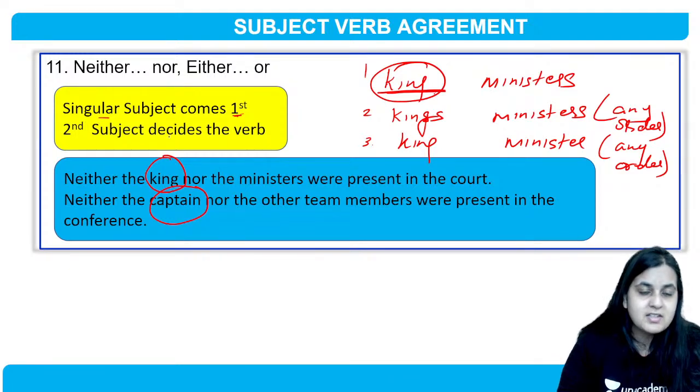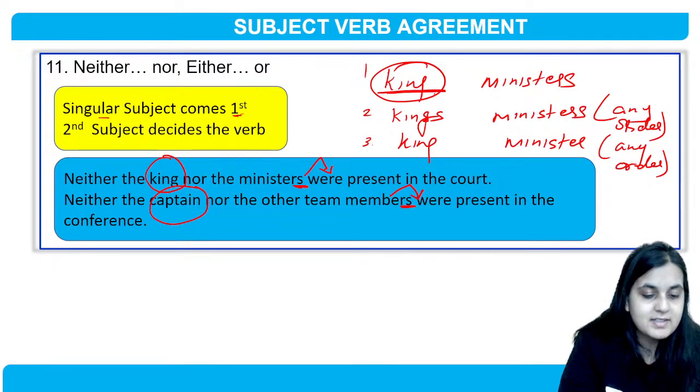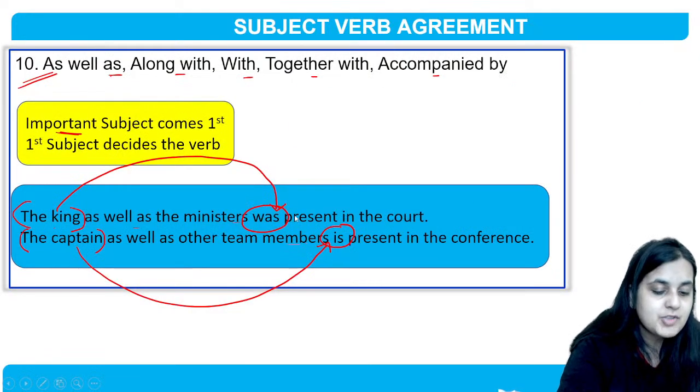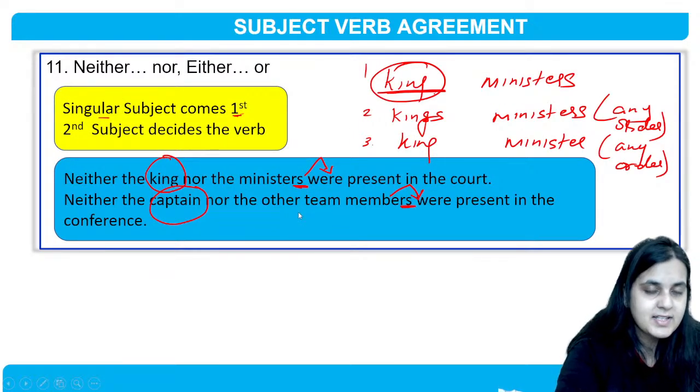No Shivam, refresh once. But this is called as the rule of proximity, guys. It is the second subject which decides the verb. Members, ministers, so plural. जो verb के पास जो subject आता है ना, वो decide करेगा. It's the second subject which decides the verb. So singular subject comes first and it's the second subject which decides the verb. Clear? Did all of you understand this? Yes? Singular subject comes first, second subject decides the verb. Yes or no? Clear, guys? यहाँ पे important subject comes first and that decides the verb. यहाँ पे singular subject comes first but the second subject decides the verb.